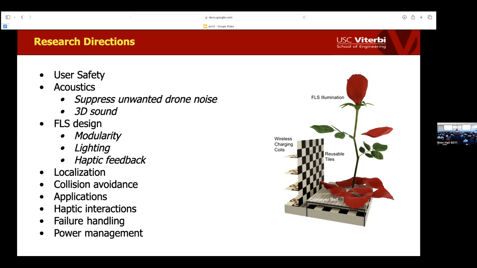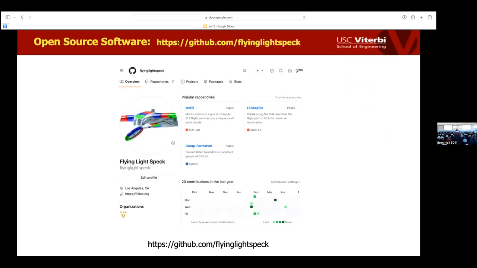We are starting to implement the localization techniques. Collision avoidance, yes, it's on our to-do list. We just need to justify it. We must have the problem before we actually write a paper. The applications out there, failure handling, power management, all of those are topics that we're looking at. And that's the GitHub repository. If you want to access our source code, it's flying guide specs.